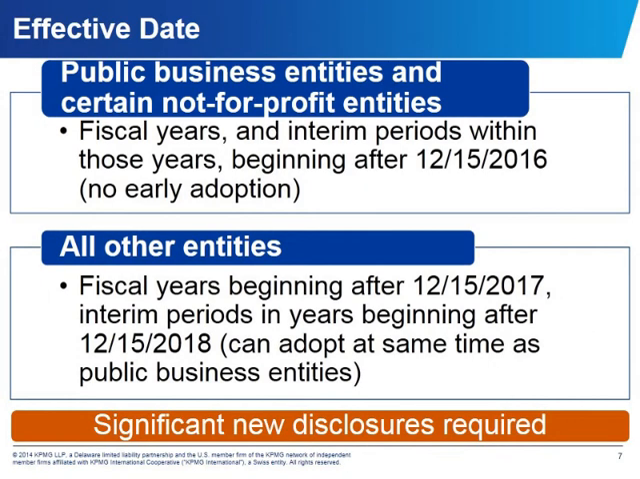The new standard will be effective for public business entities and certain not-for-profits in annual periods beginning after December 15th, 2016 and interim periods within those years. So for a calendar year public company, 1/1/2017, and for all other entities, a one-year deferral is allowed.